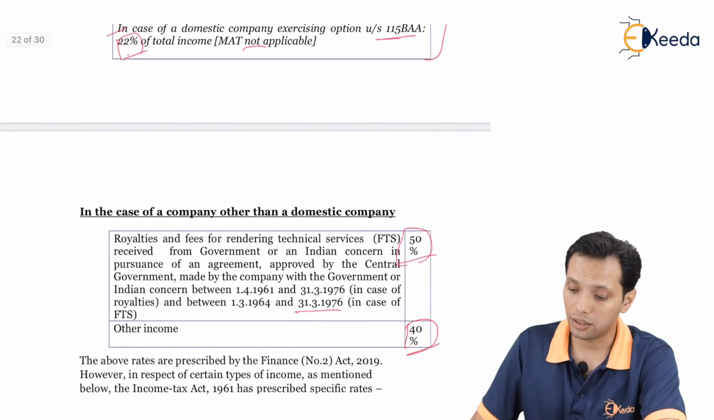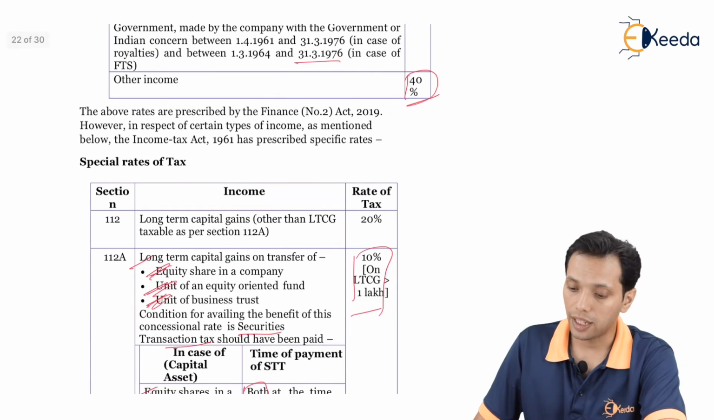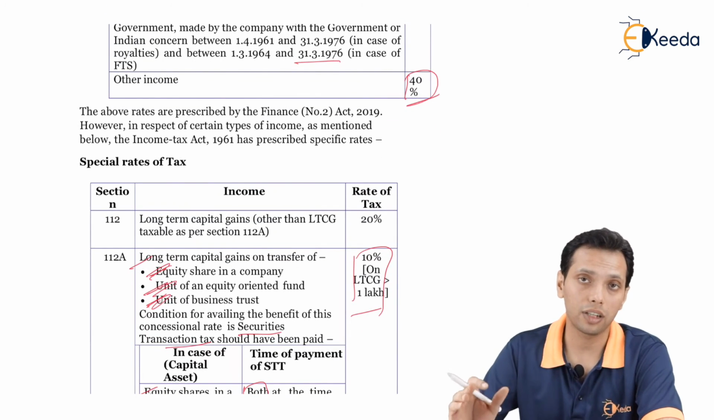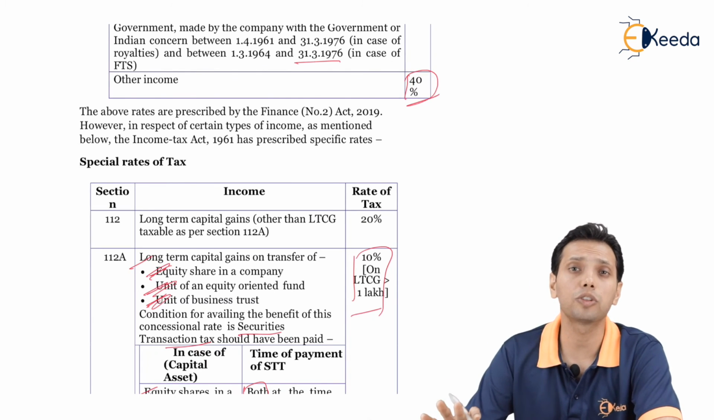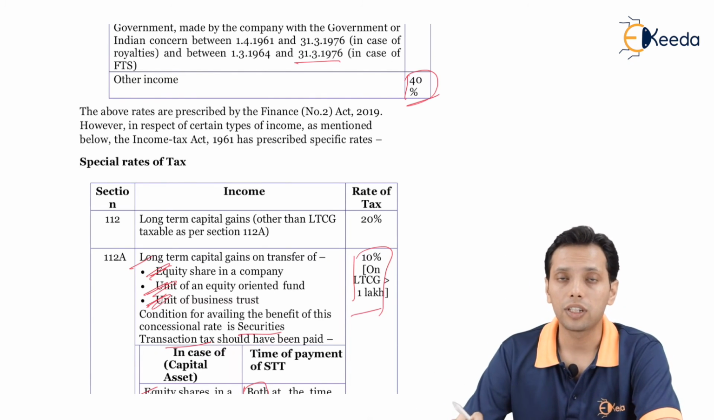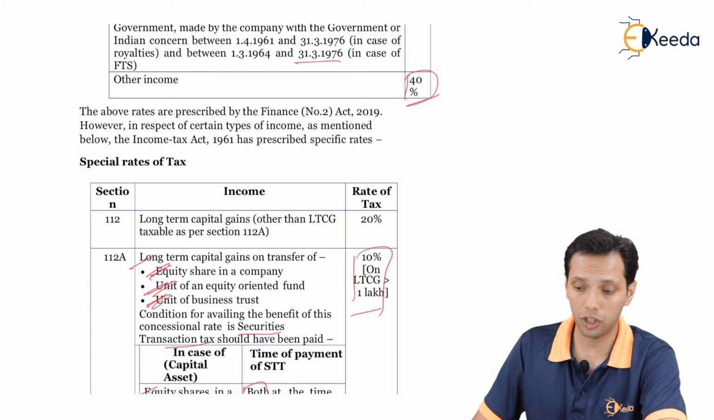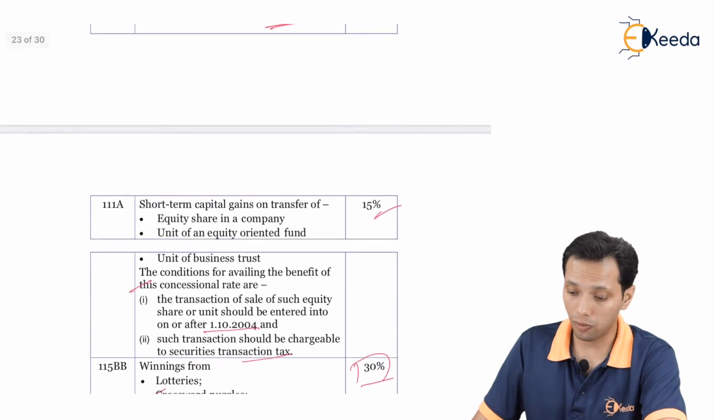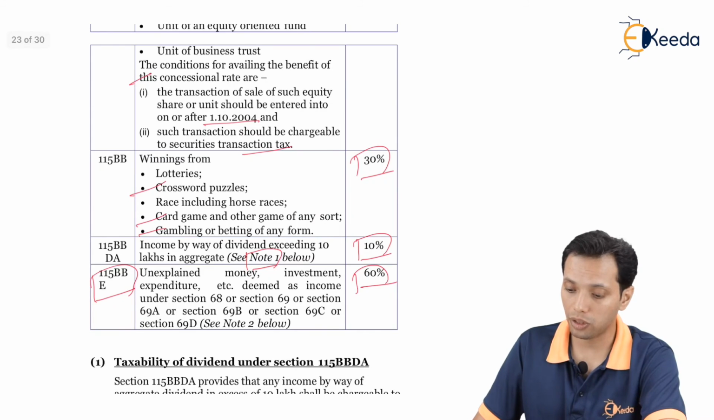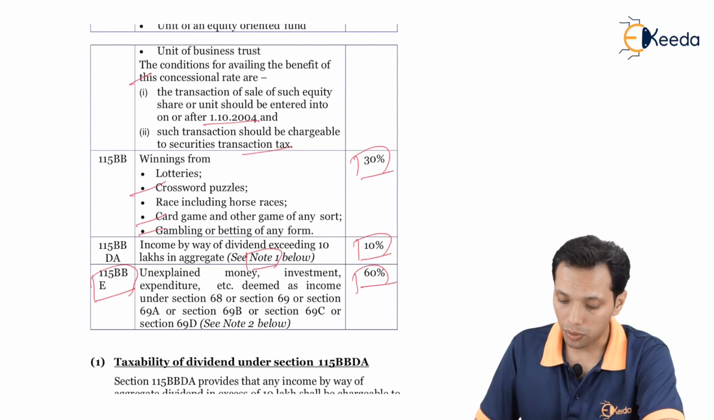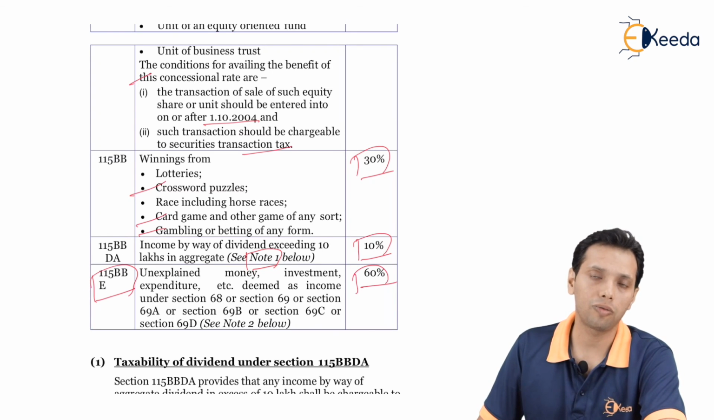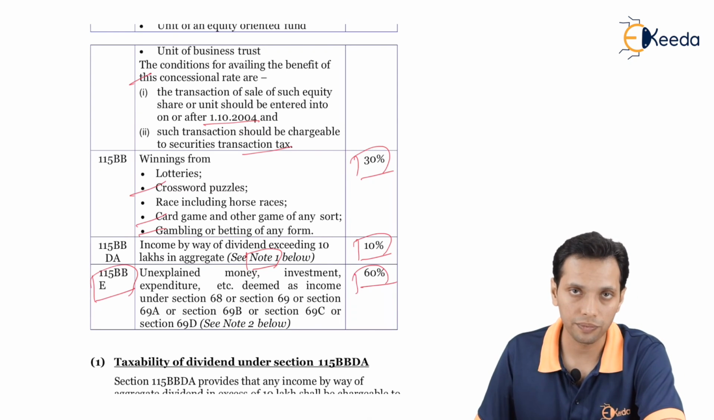Then a foreign company is taxed at 40%. Here the rates are specified as per the Finance Act, and there are certain rates which are specified as per the provisions of the act. First are 112, 112A, 111A: long-term capital gains and short-term capital gains. There are varied rates for them. Then there is dividend income, which is taxed at 10%, winnings from lotteries and crossword puzzles are taxed at 30%, and there is a 60% rate of tax for undisclosed sources of income. Thank you.